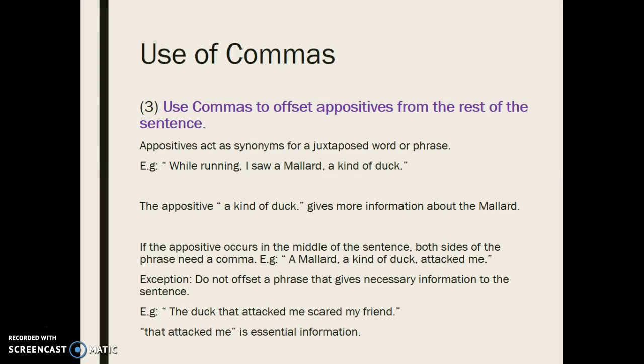However, there is an exception to every rule. Do not offset a phrase that gives necessary information to the sentence. For example, the duck that attacked me scared my friend. This sentence has an error in diction. That attacked me is essential information and therefore does not need a comma.